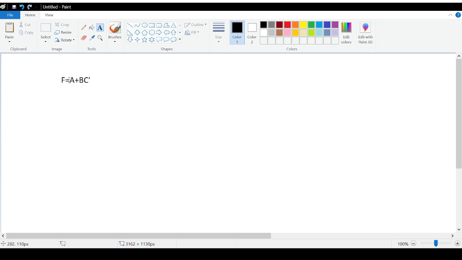So can you guys draw the truth table for me? Truth table for this function. Truth table means first I will draw columns for A, B, C, and then I'll find the output of F. So I'm giving you guys 2 minutes. Please draw the truth table for this function.